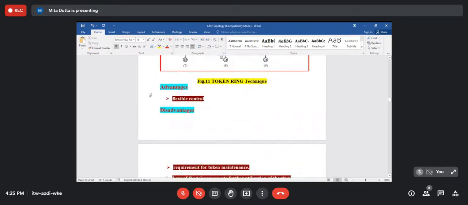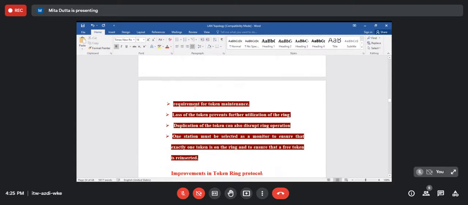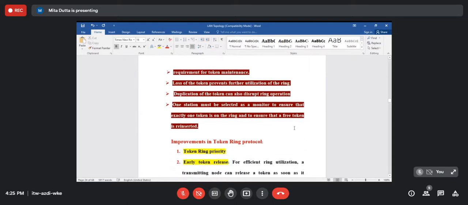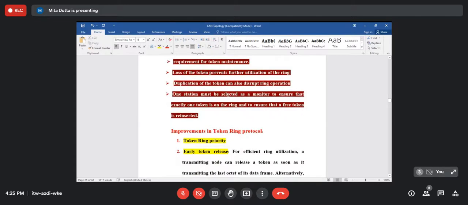The disadvantages of this protocol are inflexible control and the requirement for token maintenance. Loss of the token: if the token is lost while it is being circulated in a network, then no station is able to send its information. A duplication of the token can also disrupt ring operation. And one station must be selected as a monitor to ensure exactly one token is on the ring, and to ensure that a free token is inserted.